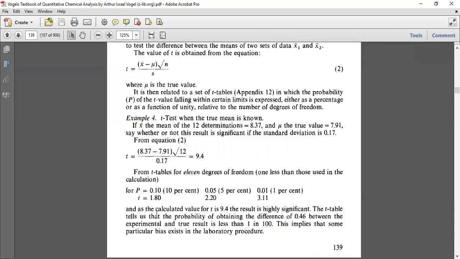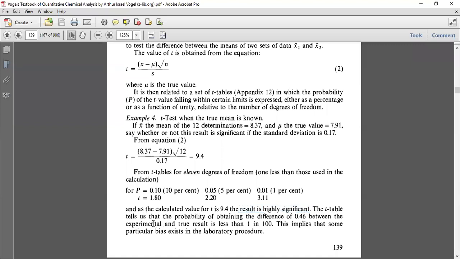See, as the calculated value for t is 9.4, whatever answer we got by substituting values in the formula, we got 9.4. The result is highly significant. This is an interpretation. The result is highly significant. This is not the case that you just substitute values in a formula and find the answer. You will get half marks for that. If you write this justification, at that time you will deserve full marks, isn't it? So you have to mention that t is 9.4, whatever you have calculated, and the result is highly significant.